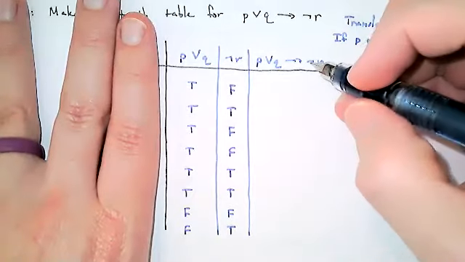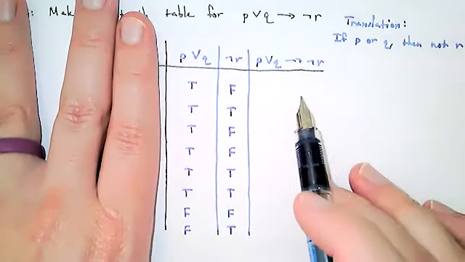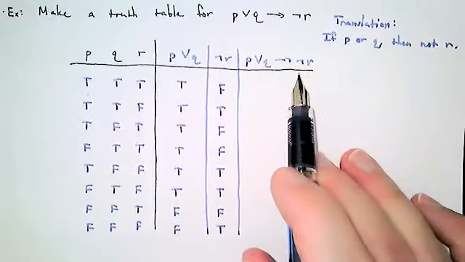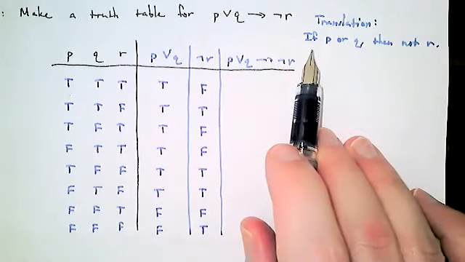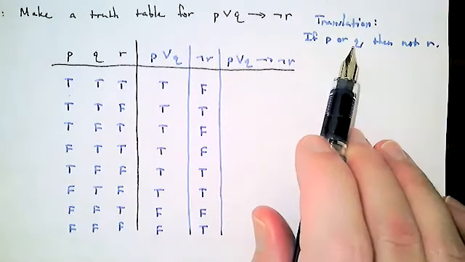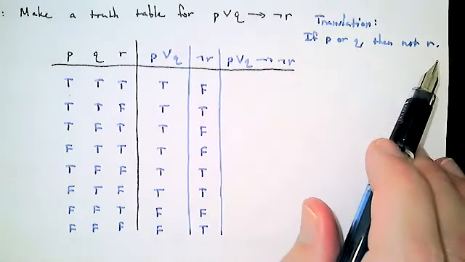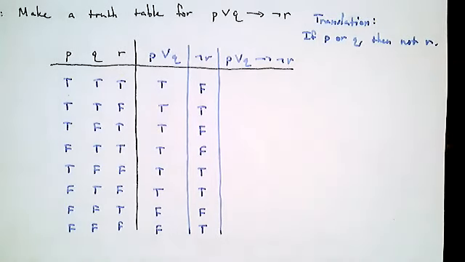Professor, can you read the statement on the top right, can you say it? Yeah, I wrote it out here. This is how you would say it in English. If P or Q, then not R. Thank you. You're welcome.